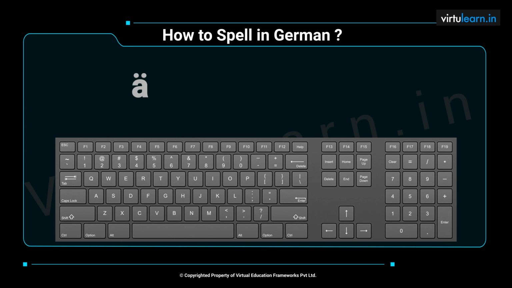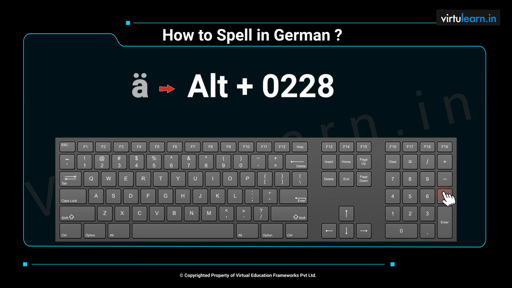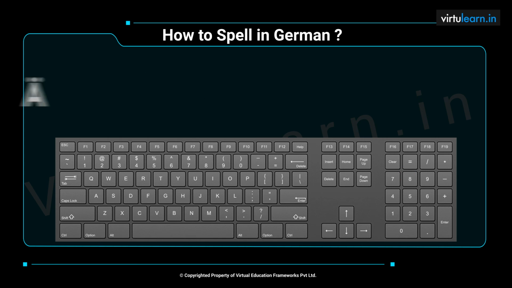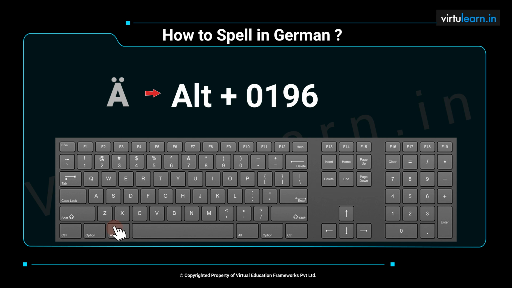Small ä, Alt plus 0228. Again, small ä, Alt plus 0228. Capital Ä, Alt plus 0196. I repeat, Alt plus 0196. So using these key combinations, one can type the German words with these special characters.